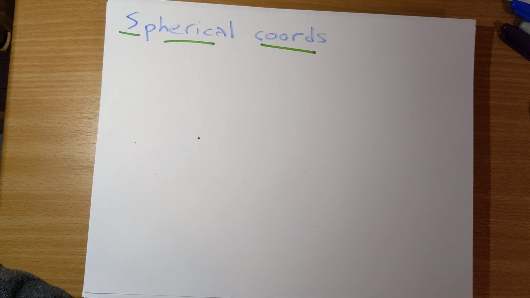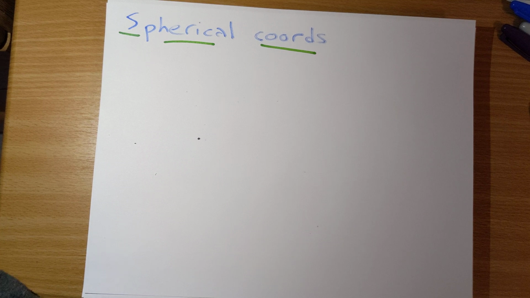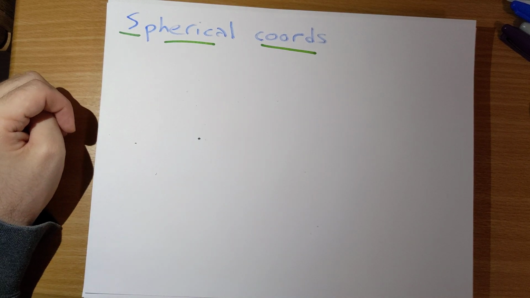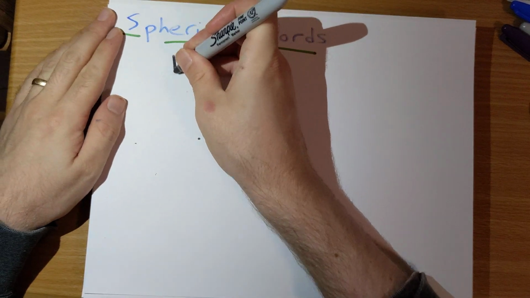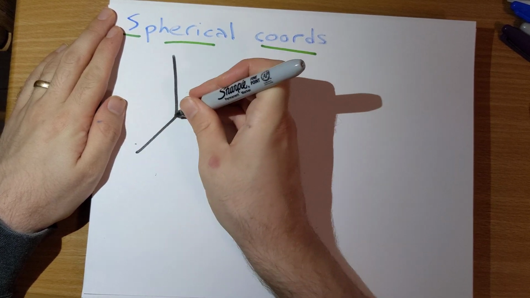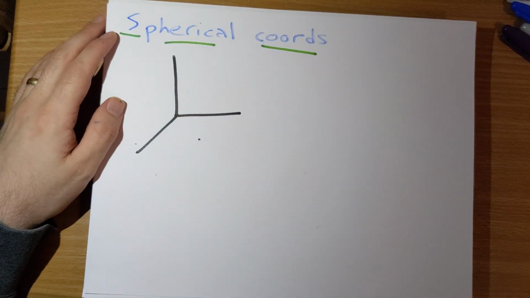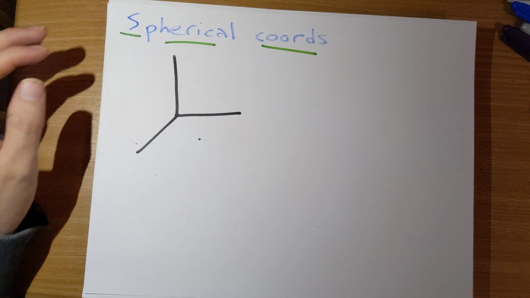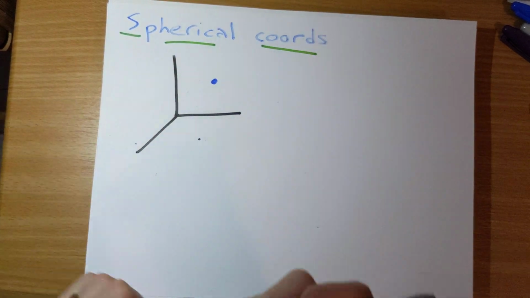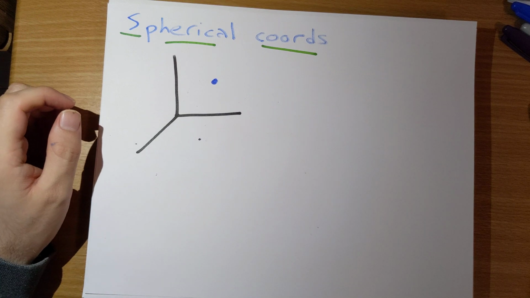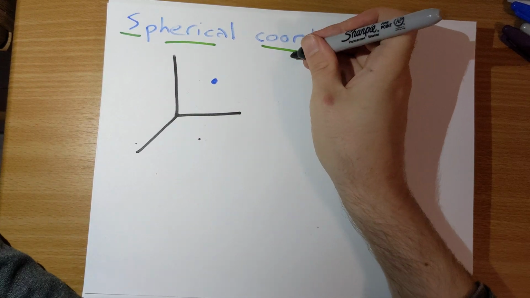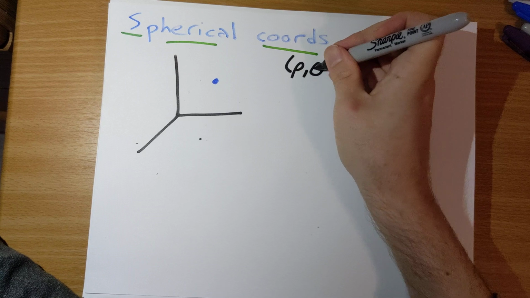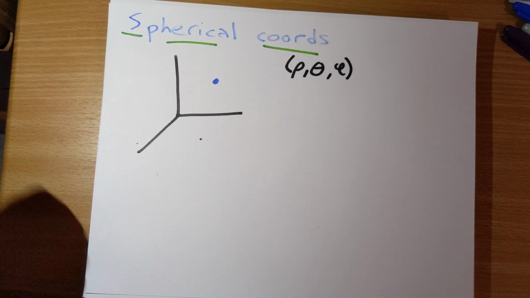So this section is about integrating using cylindrical and spherical coordinates. We just finished talking about cylindrical coordinates, so now let's talk about spherical coordinates. What are spherical coordinates? How we're going to identify a point in space is through three variables, just as we did before: rho, theta, and phi.